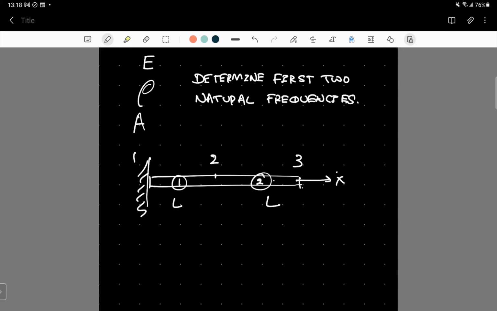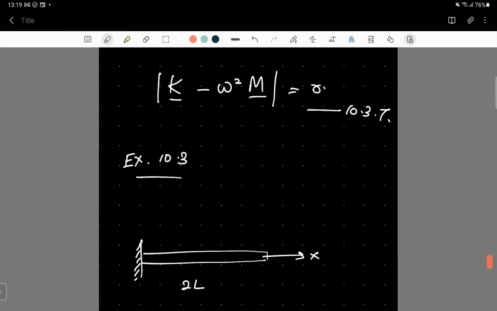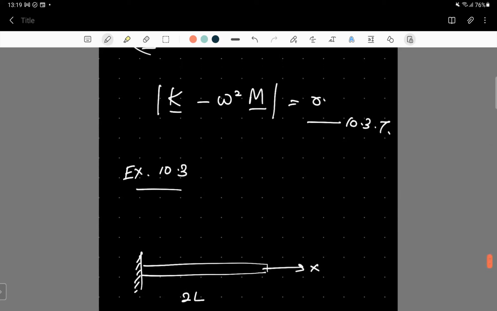So in order to solve this equation represented by 10.3.7, which gives access to the natural frequency modes, or the natural frequencies, we must develop the total stiffness matrix for the bar. Because we see that the K value enters into the equation. So we need to develop this total stiffness for the bar.